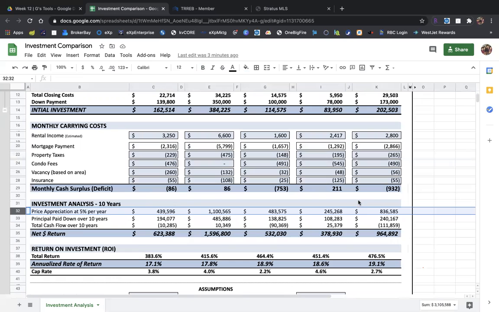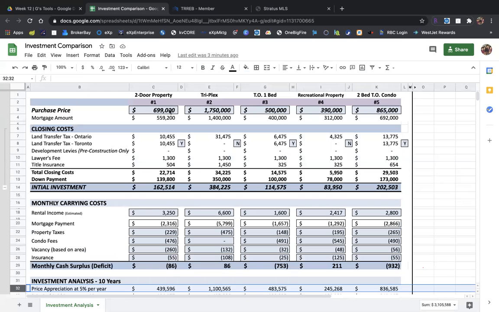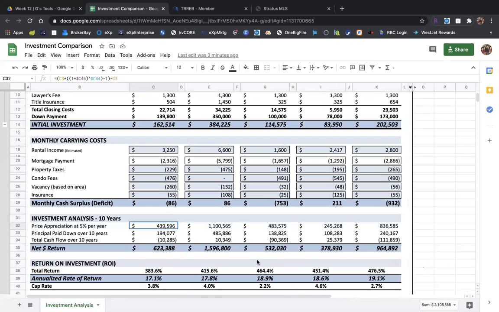Okay. So, investment analysis over a 10-year period at 5% growth a year, this $700,000 property is going to be worth almost $440,000 more in 10 years, right? In 10 years, whoever these tenants are, they're going to pay off $194,000 in mortgage money. Yes, now this assumes an $86 monthly loss for every month for the next 10 years as well. It's just to keep it simple.